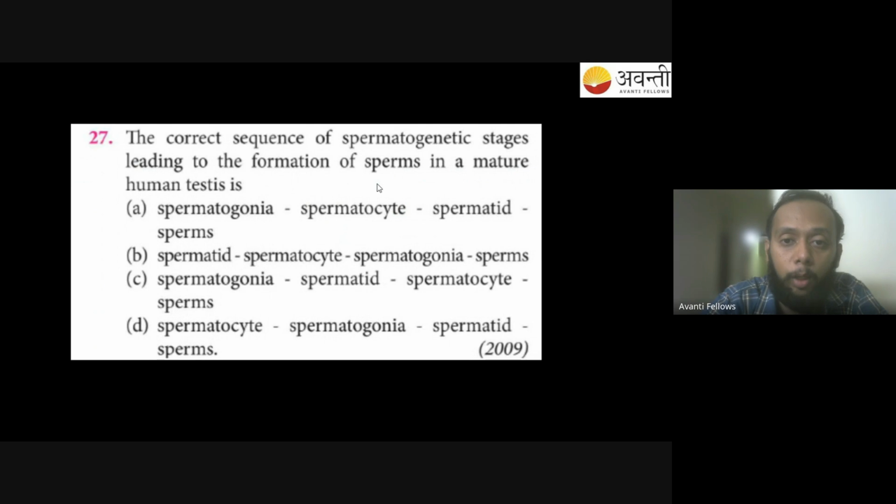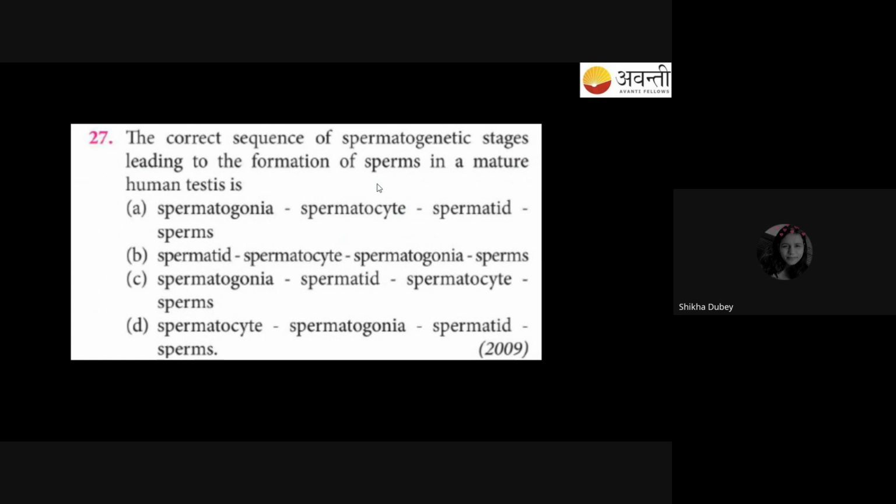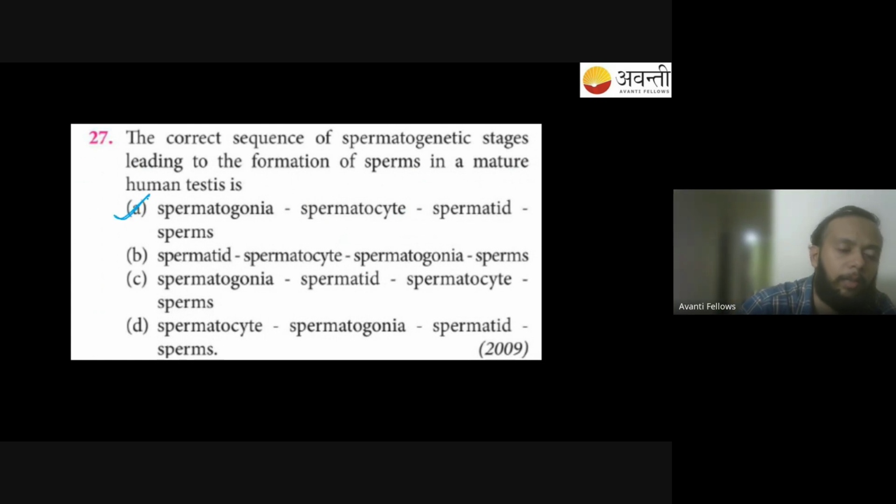Now again, read the question very carefully. The correct sequence of spermatogenetic stages leading to formation of sperm in the mature human testes. Tell me the correct stages over here. Take your time, take 30 seconds. Again, a very simple question. You just have to pay attention. Tanishk, what will be the answer? Sir, option A. Shikha, what do you think? Option A. Right, option A is the correct answer. Spermatogonia will make the spermatocyte, then the spermatid will form, and then the sperms will be formed. So option A is my correct answer.